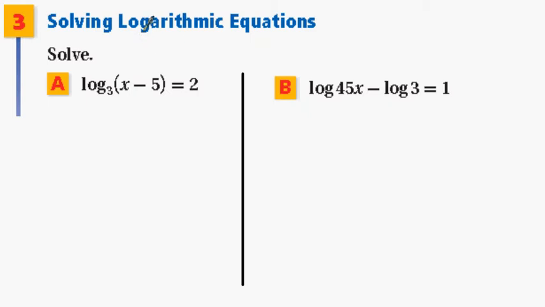Okay, starting off solving logarithmic equations. Here I have log base 3 of x minus 5 equals 2. Realizing the connection between logarithmic and exponential forms, I can rewrite this in exponential form. My base is 3, my exponent is 2. That's equal to x minus 5. So now I have 9 is equal to x minus 5. Adding 5 to both sides of the equation, I get x equals 14.